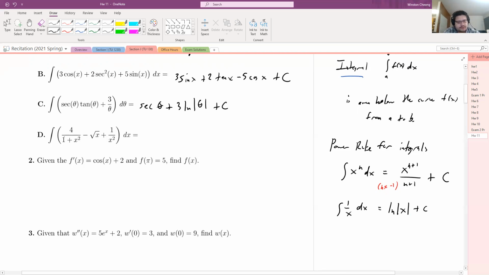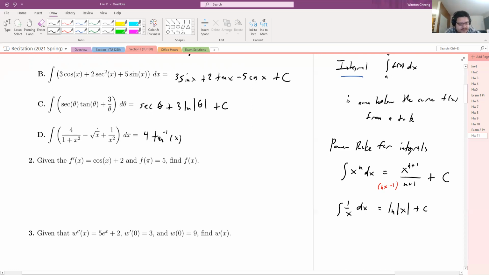Okay. For D, well, I can pull the 4 out, and then I have a 1 over 1 plus x squared. This time, we have to think about the derivatives of inverse trig functions. And so if you think through those, you'll remember arctangent has this as its derivative. So we can write that down.